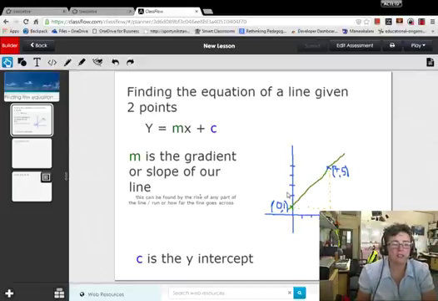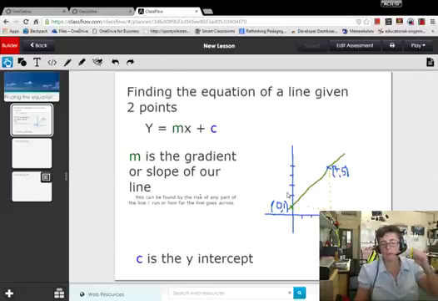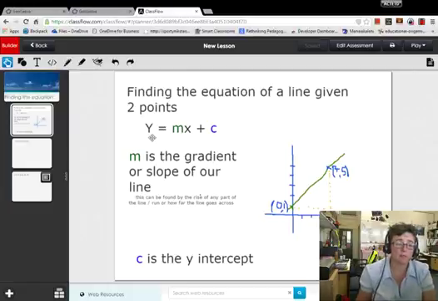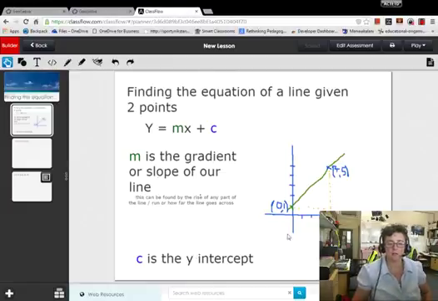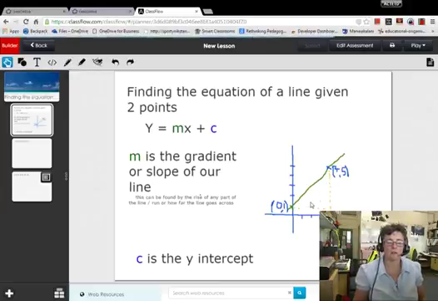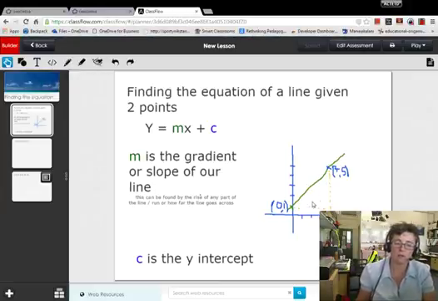Okay, so in this lesson we're going to work out how to find the equation of a line given 2 points on that line. So starting from the premise that our equation is y equals mx plus c, where m is the gradient or the slope of our line and c is the y-intercept. So firstly, let's have a look over here at how we're going to find the gradient of a line.